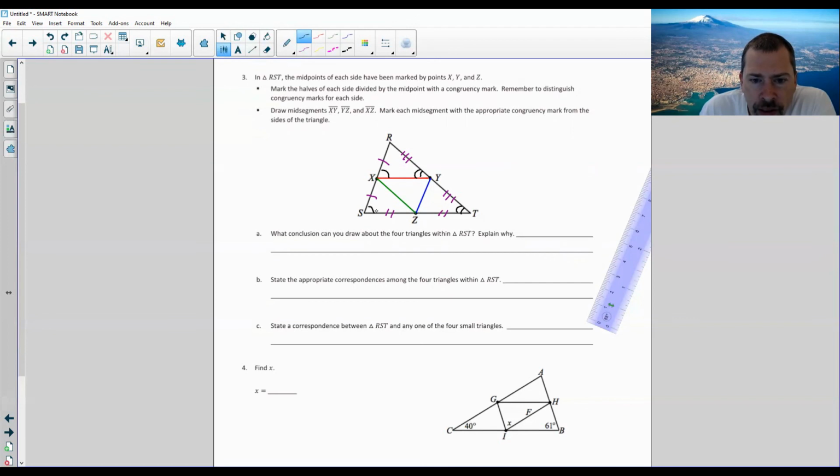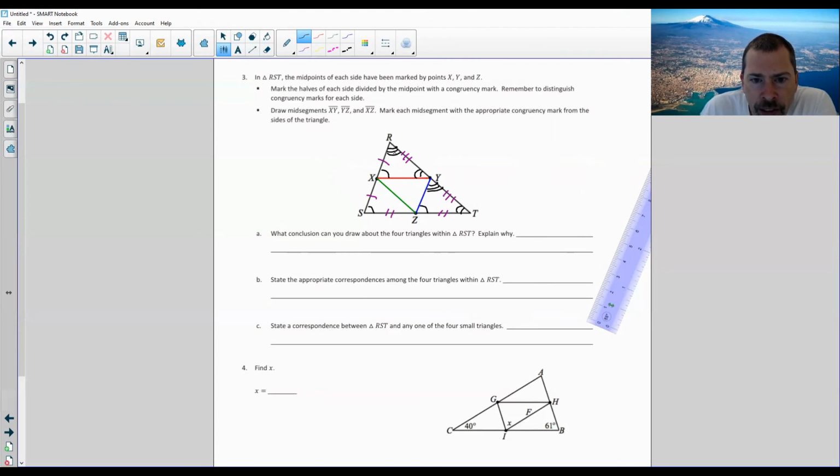This angle here is congruent to this angle here. S is congruent to YZT. All right. And then we can also say that R is congruent to ZYT. So notice I have 1 mark, 2 marks, 3 marks, 1 mark, 2 marks, 3 marks. So now I know RXY is congruent to YZT. Angle, side, angle, angle, side, angle.